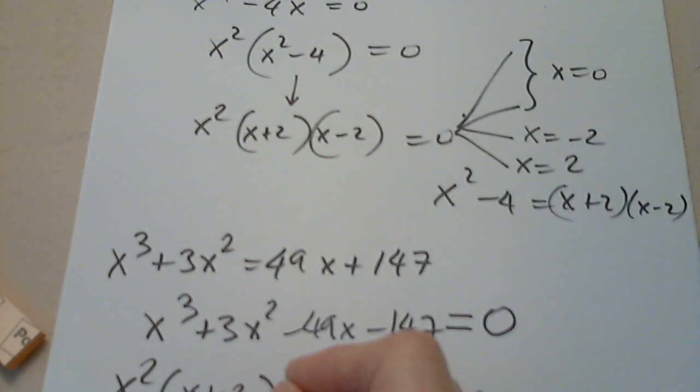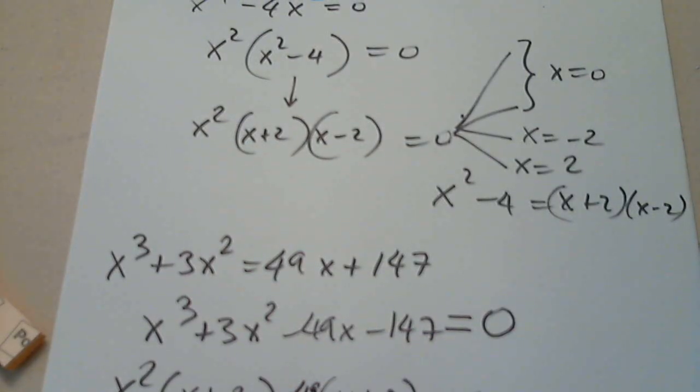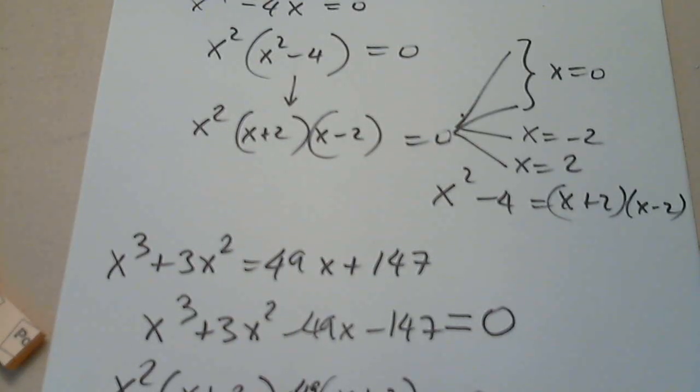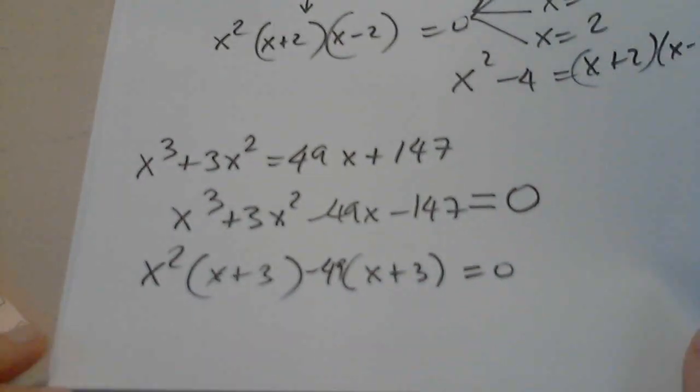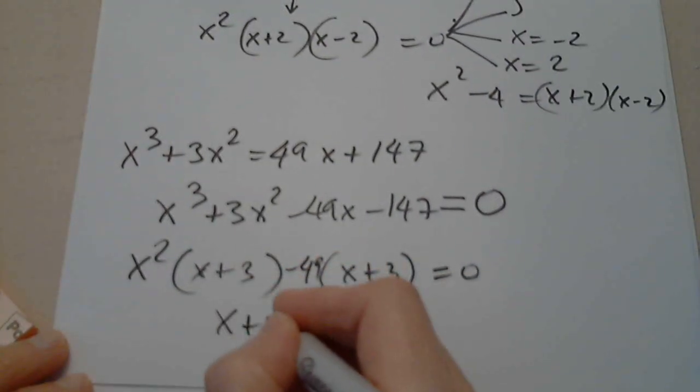Negative 49. So negative 49 times x is this. So let's make sure that this is correct. 3 times 9, 7, and we carry 2. 12 plus 2 is 14. Excellent. Now, what is the common factor that I have to pull out? X plus 3. X squared minus 49.